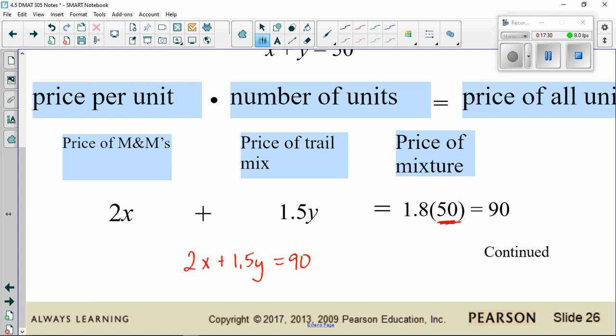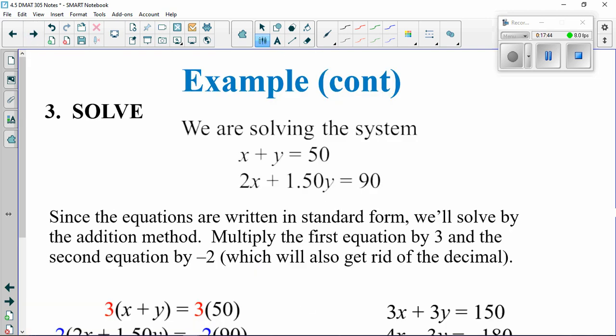So don't forget this part right here. You're just going to have to multiply how much you're going to charge by how much you're going to need to get that number so that you can come up with your second equation. So we know M&Ms plus trail mix, 50 pounds total. The price of M&Ms plus the price of trail mix equals 90.